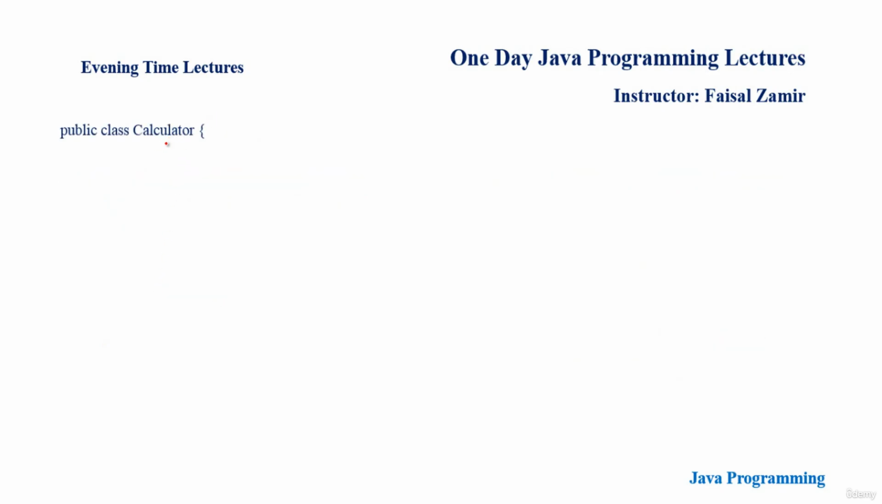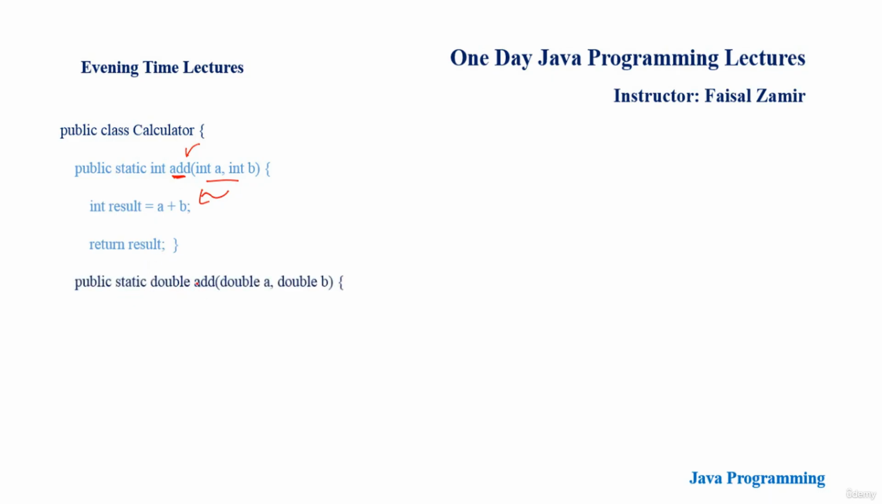So this is an example. Calculator is the main class, and this is a function. You can see that the function name is add. It takes two arguments and its return type is int. Inside the function I am adding two numbers, a plus b, storing the result in the result variable and returning it to the function calling point.